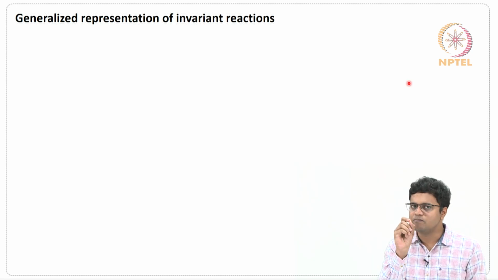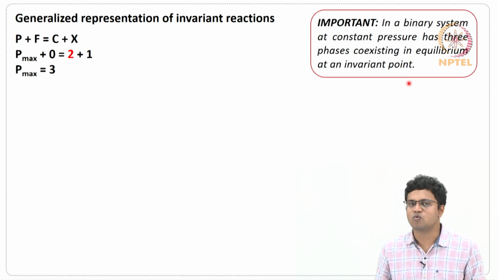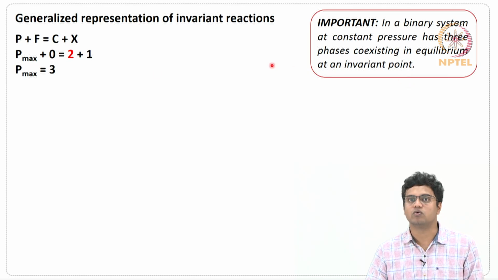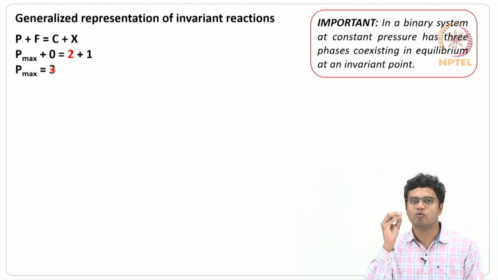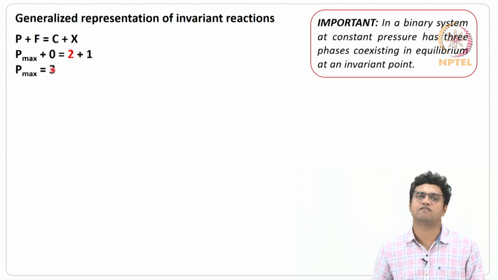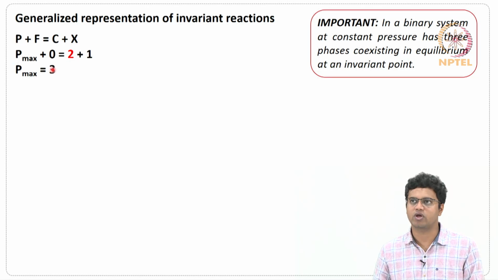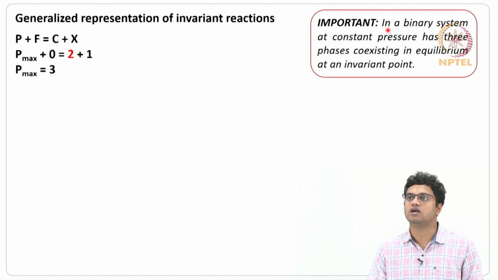Now, if you look particularly at invariant reactions, what is an invariant reaction? It doesn't have variance, it doesn't have degrees of freedom. The maximum number of phases possible for a binary system drawn at constant pressure is 3, because F is equal to 0, C is equal to 2 for a binary system, and since I am drawing at constant pressure, that takes 1, so the maximum is 3. It means the invariant point is a point where 3 phases are stable in a binary phase diagram drawn at constant pressure.